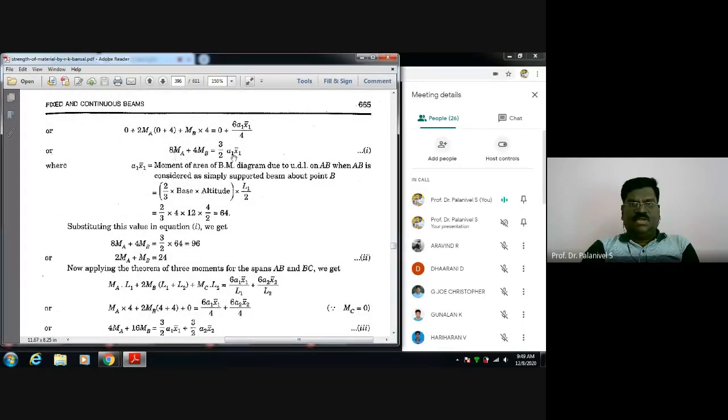Now you are getting this expression. A1 x1 bar is yet to be computed. So you are determining the moment of the area of the bending moment diagram, due to the simply supported bending moment diagram, about the support. Since it's a parabolic variation, it is 2/3 base into altitude into L1 by 2. We use symmetry, and it's found to be 64. Next, substituting this value in this equation, finally you get the equation 2MA plus MB is equal to 24.